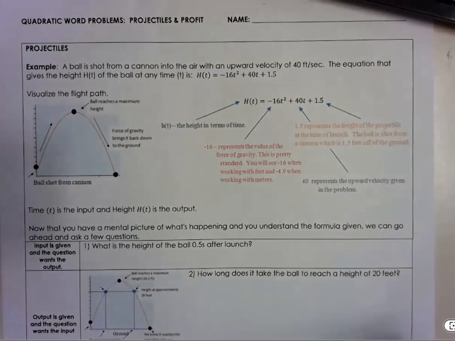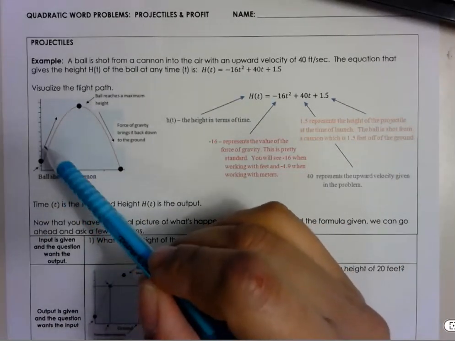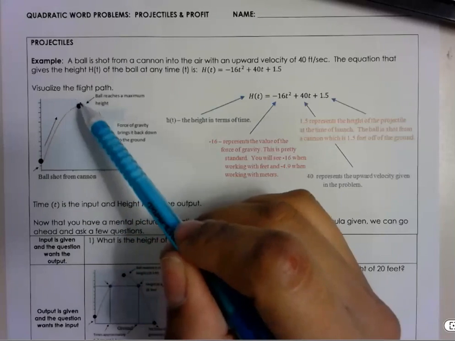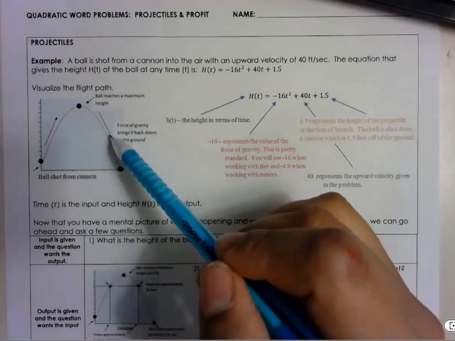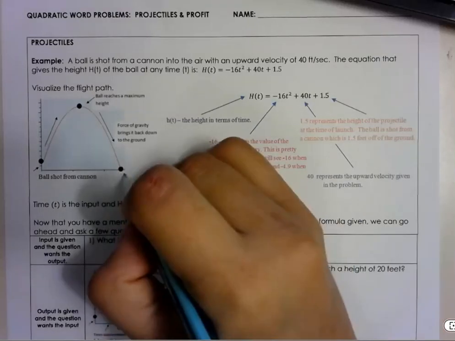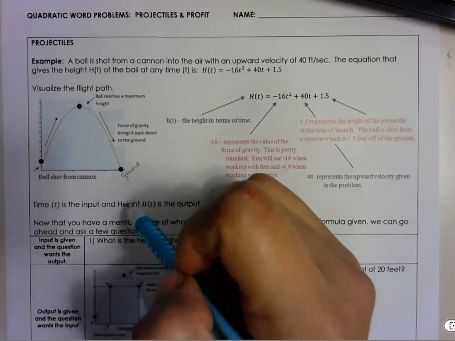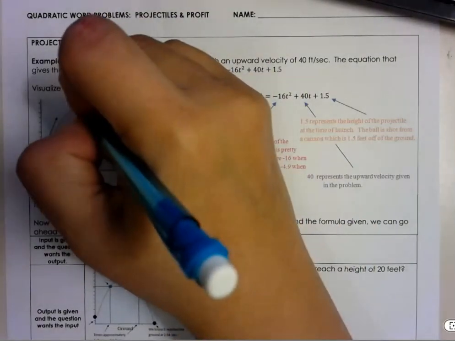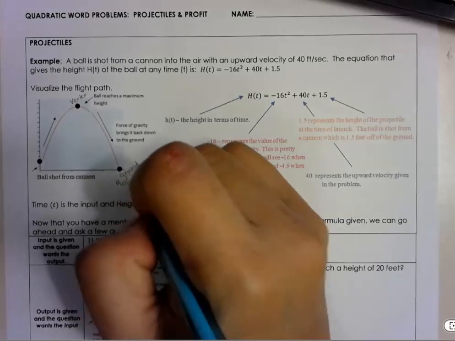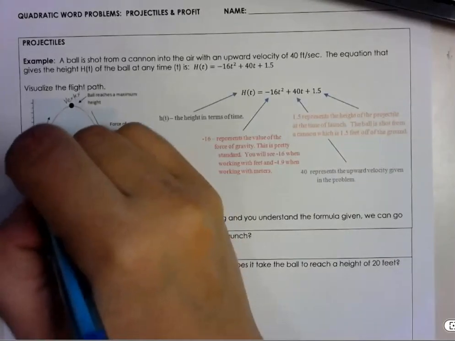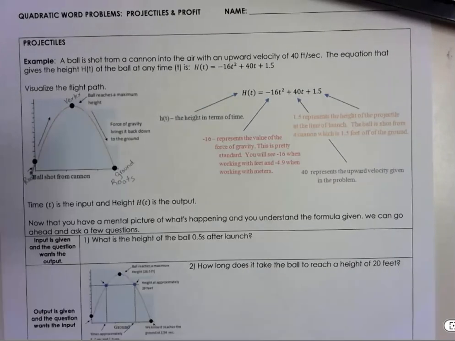Now I want you to visualize the flight path. You have a cannon and you fire the cannonball and it's going to rise into the air. At some point it's going to reach a maximum height and then gravity is going to force it back down until it hits the ground. So this is the ground. This is a parabolic shape, and what you can see is that the maximum represents the vertex and the ground represents the roots. Okay? And over here at some point you'll also touch, and that'll be your root. That's your initial height.